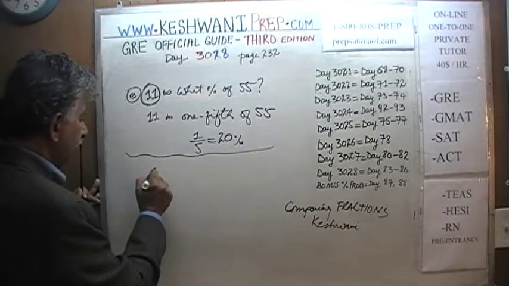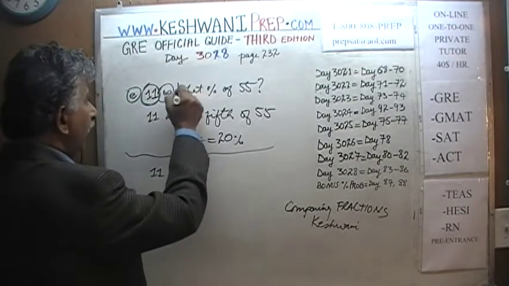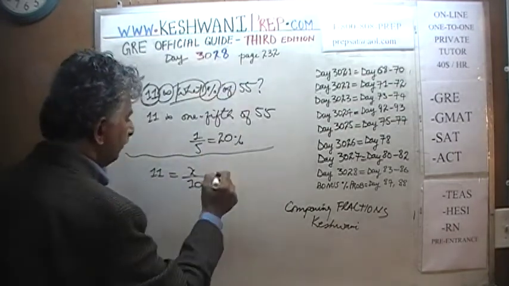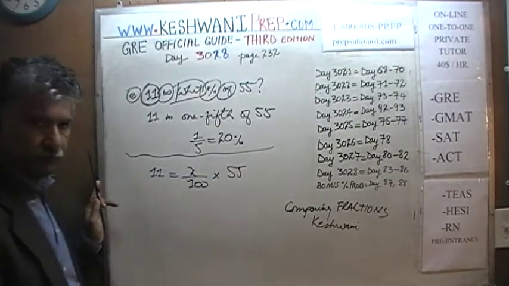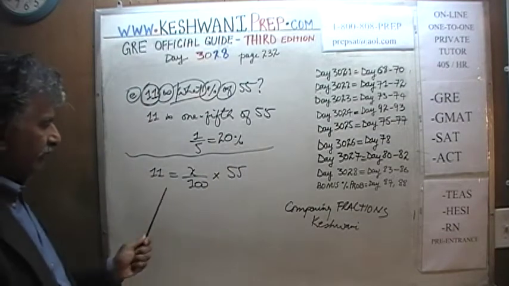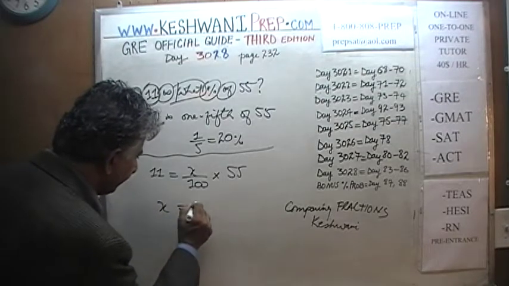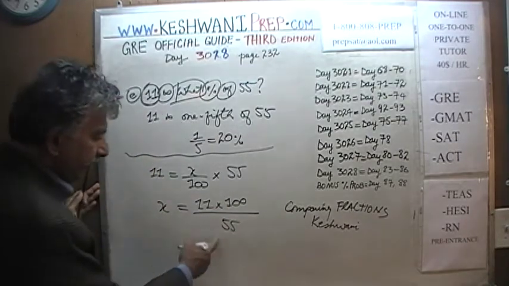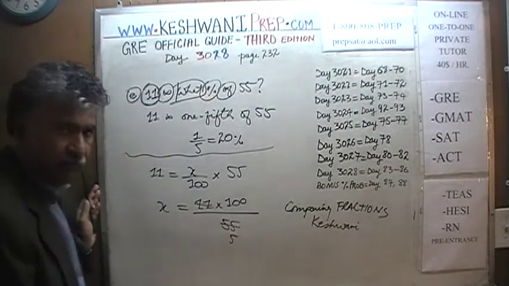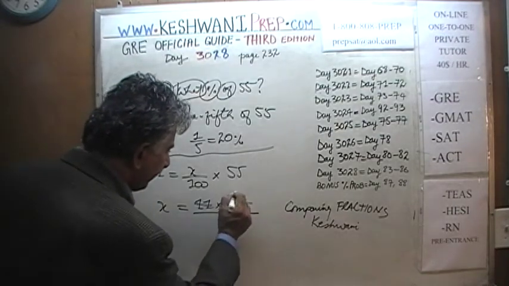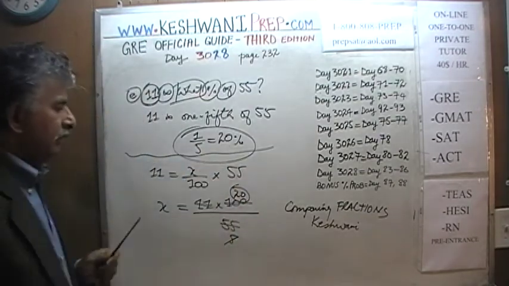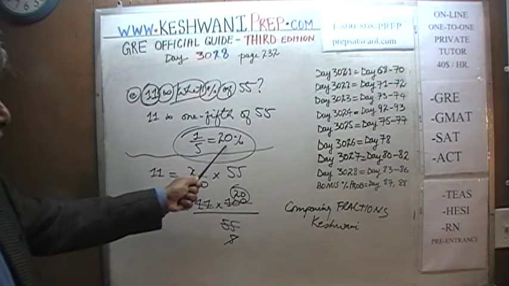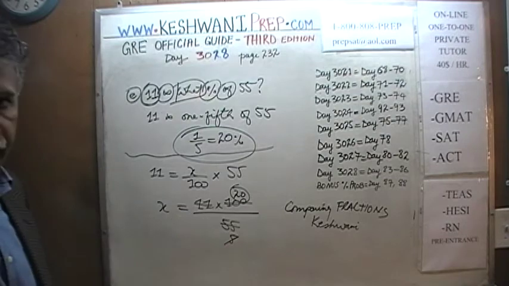Here we go. 11 is, means equal, what is our unknown quantity, x, percent means over 100, times, of means times, 55. Let's multiply both sides by 100 and divide by 55 so we can isolate the x. So x is going to be 11 times 100 over 55, and we are almost done. Divide top and bottom by 11, 11 is going to go away and 55 is going to become 5. Divide top and bottom by 5, 5 is going to go away and 100 becomes 20. Which is exactly what we said. It's 20%. Our unknown is, 11 is what percent of 55? We just found out it's 20%. Right here, x equals 20.